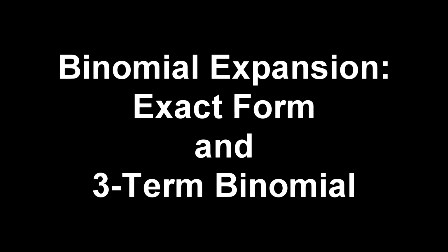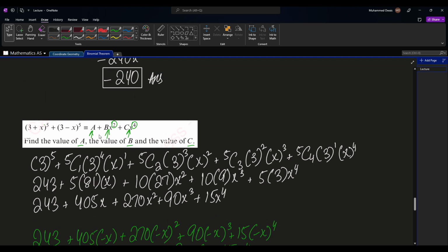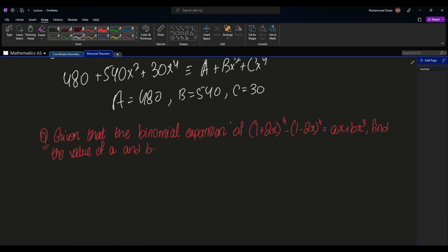Hey there everyone. Today we'll be continuing our topic of binomial theorem. Last time we did a question which required us to compare coefficients to find the values of, in this question, a, b and c. Today we'll be doing another question like this, alright?